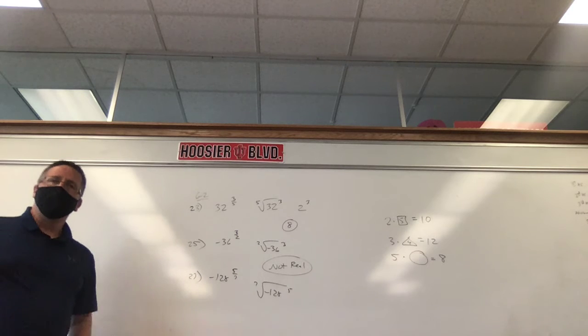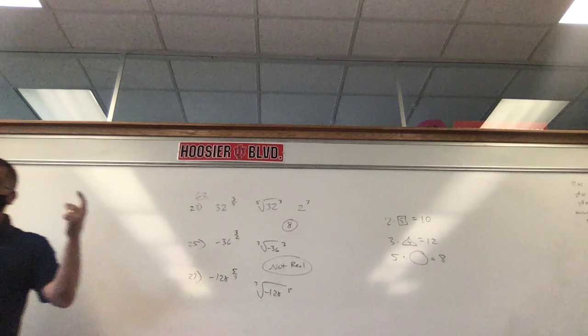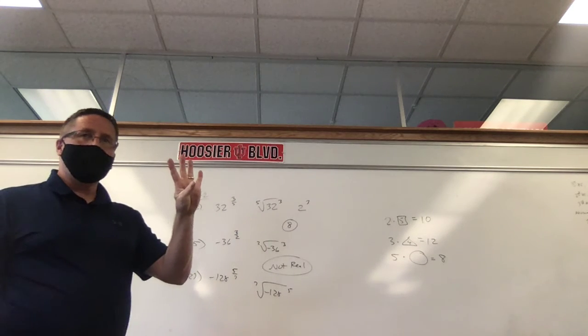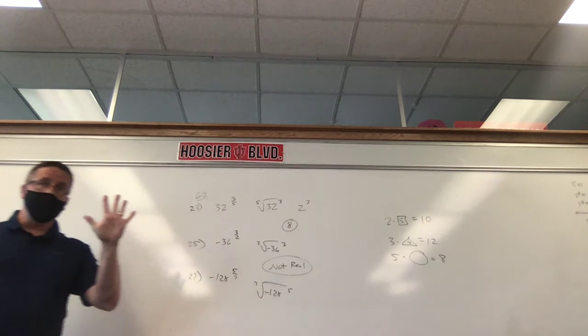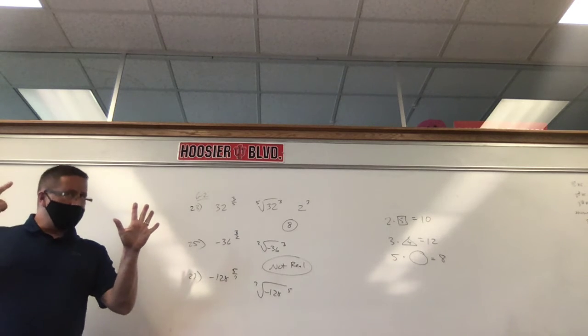Okay, let's try 2. Ignore the negative. What's 2 times 2 times 2 times 2 times 2 times 2 times 2? 2 times 2 is 4. Times 2 is 8. Times 2 is 16. Times 2 is 32. Double 32, you're at 64. Double 64, you know what you got? 128.